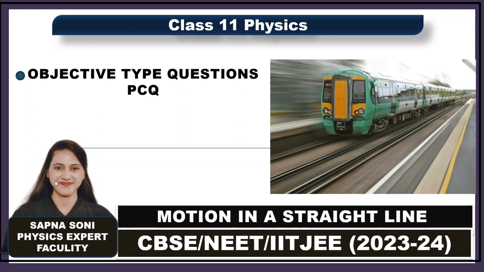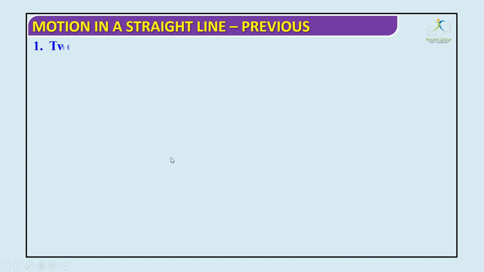Welcome students. Now we are going to start objective type questions, that is the previous year questions, previous conceptual questions. So from the chapter Motion in a Straight Line, let's begin with the first question.